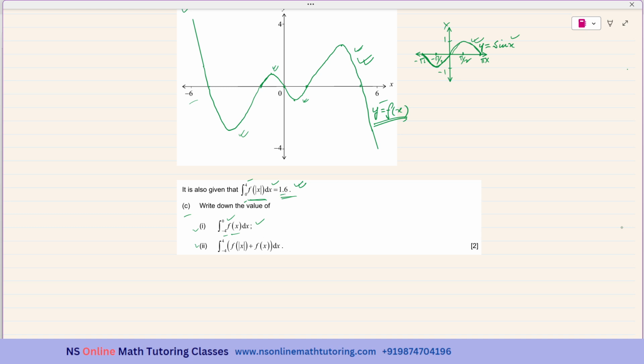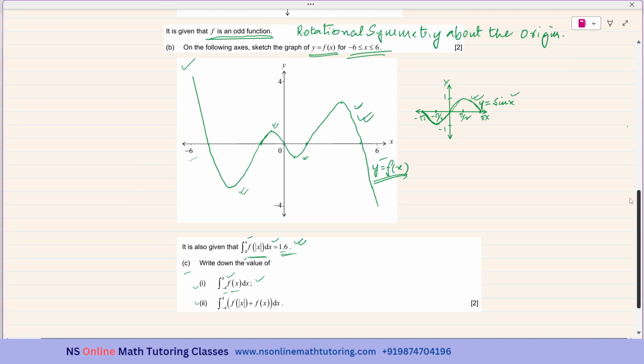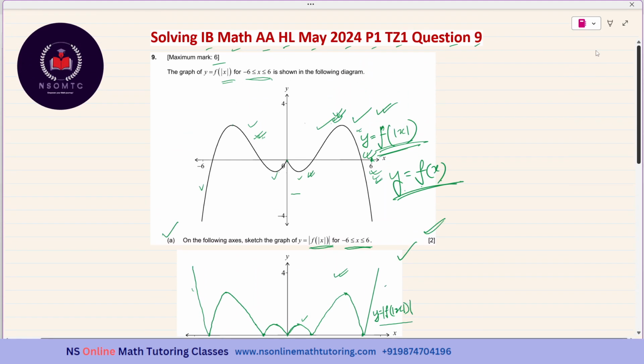Let us move to the f of absolute value of x graph, which is the first graph that has been given to us. The limits of integration start at 0. This is 0, and I don't know where 4 is. This is 6, so maybe half of it will be 3, so maybe somewhere over here it is 4. Or somewhere over here it is 4.